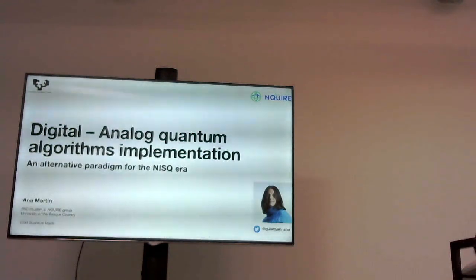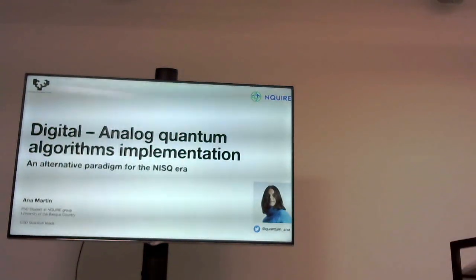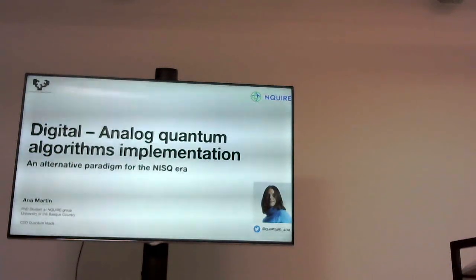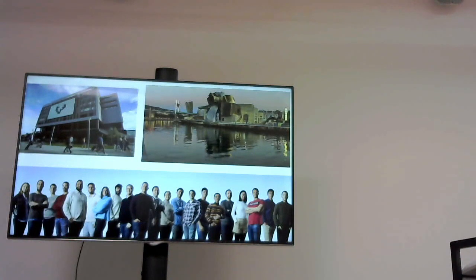My name is Ana Martin and I'm going to talk to you about the digital analog quantum computational paradigm and how to use it to implement quantum algorithms. I am a PhD student at the Enquire group, and this is an investigation group that belongs to the University of the Basque Country, and here you can see all the people that form this group.